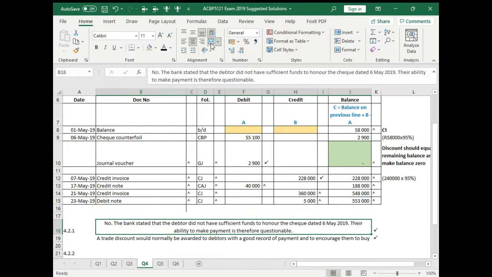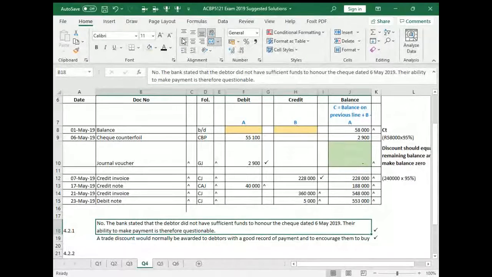Let me just quickly merge here so you can see there.